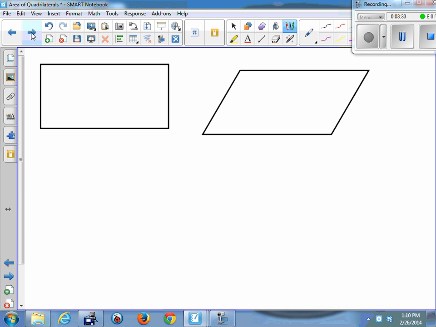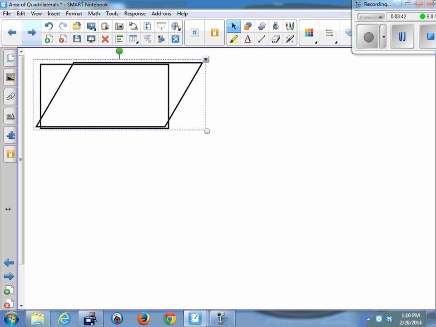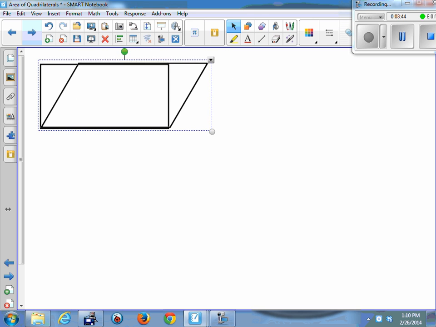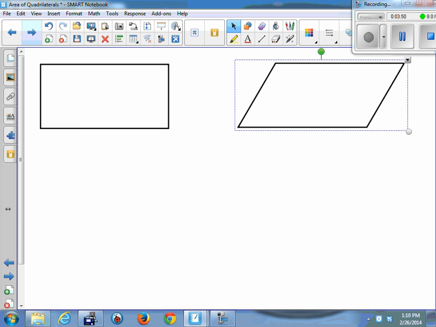So I've drawn up here a rectangle. And if you notice, in this case, I'm going to drag these on top of each other. They have the same width, and they have the same height. For a parallelogram and a rectangle, these are the same. What I'm going to do is I'm just going to chop up the parallelogram. So I'm going to cut off this little corner here. Okay, we're just going to cut him off.